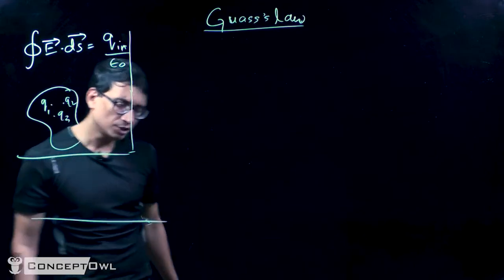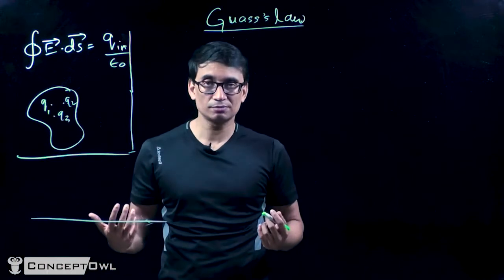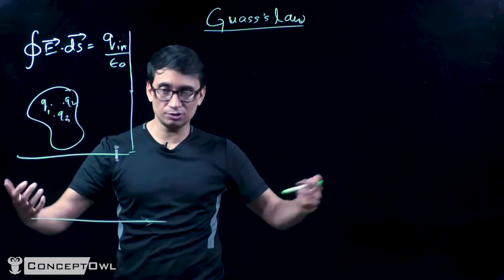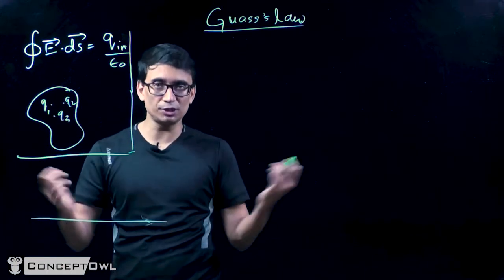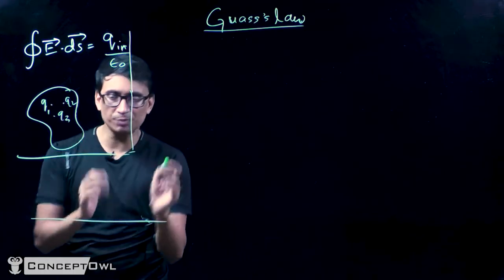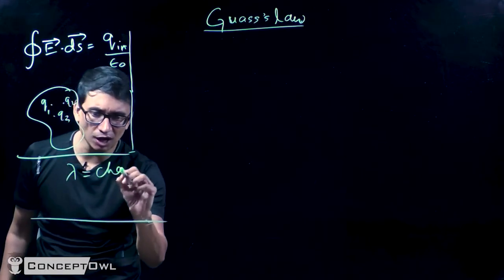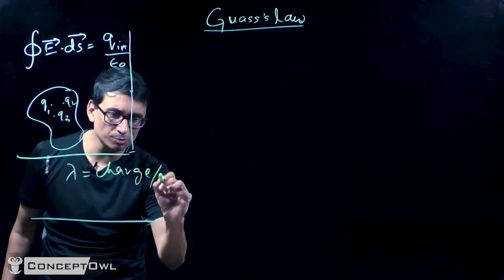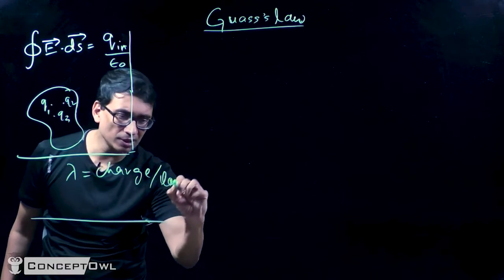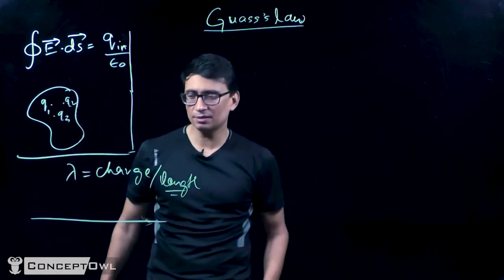And now you are told that there is some charge on it. Now how much charge? It's infinitely long, so the charge is going to be infinity. So we'll talk about charge per unit length, and let's say that is given as lambda. Lambda is my charge per unit length.